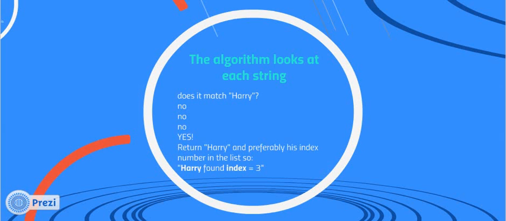I'm just using 0 as the starting position of all my arrays. So index 0, no, it wasn't found. Index number 1, no, it wasn't found. Index number 2, no, Harry wasn't found, but at index 3, Harry was found. So I return Harry found, index equals 3. This is so that I can search through the array and know where Harry is exactly.